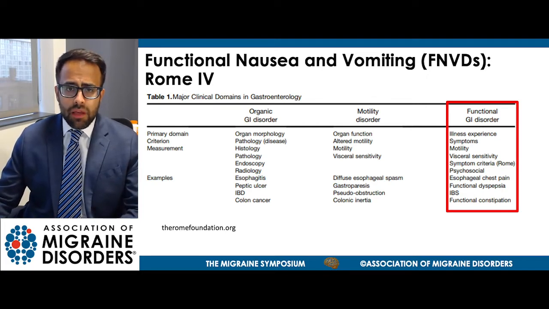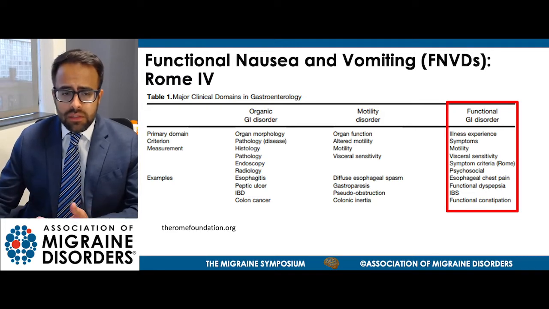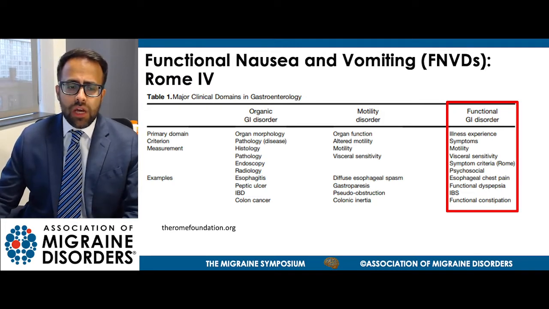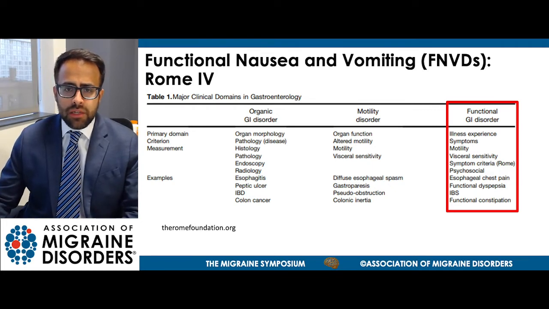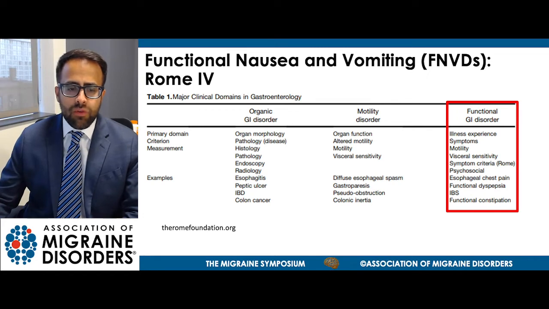The second bucket for different GI disorders are motility disorders. These are disorders of impaired or too rapid function, rather movement or motility, through the GI tract. And these can be the more familiar gastroparesis or delayed gastric emptying that some of you may be aware of, or it may be chronic idiopathic constipation.